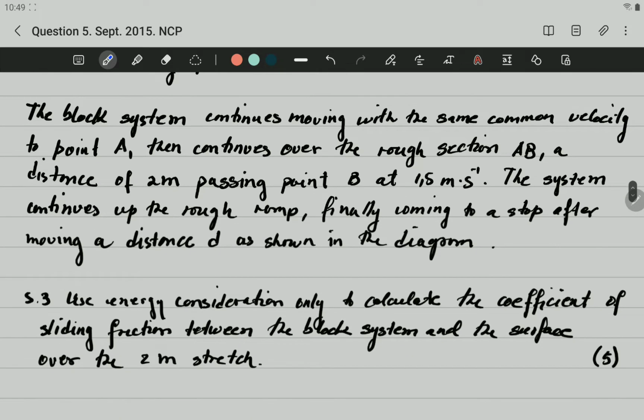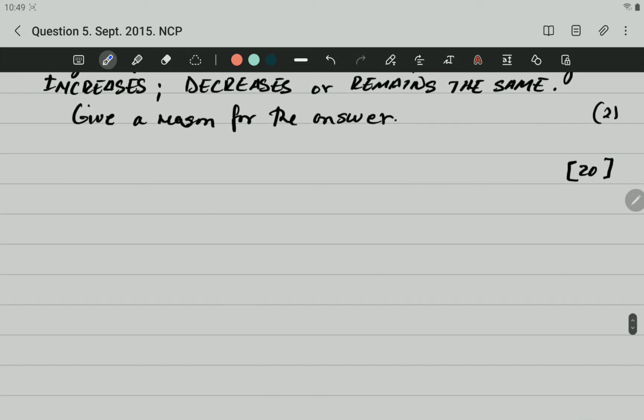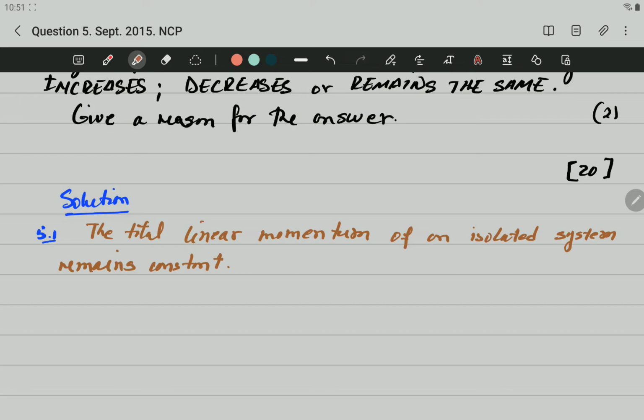So let's go to the solution. The question is a little bit long, but we're going to do it slowly. So solution, question 5.1 is the law of conservation of momentum. The principle of conservation of linear momentum states that the total linear momentum of an isolated system remains constant. Very important is the word total. You cannot forget to write the word total here, or isolated system. This is 2 marks, and you will get 2 marks if you state the law.